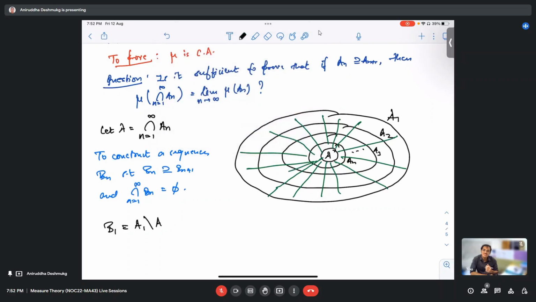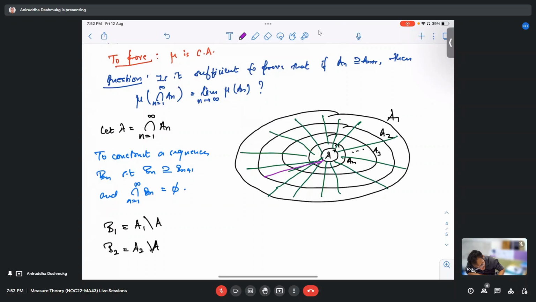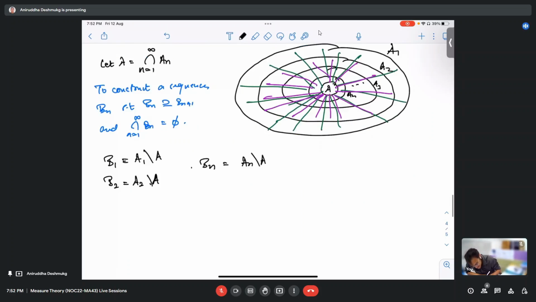Next, I want a decreasing sequence, so I have to reduce the size. What can I do now? Let us consider B2 as A2 difference A. So A2 difference A is all of this thing. This color is not good. Maybe this color is good. All of this thing. And then so on. So in general, let us define Bn as An difference A. So the first question is whether Bn is decreasing.